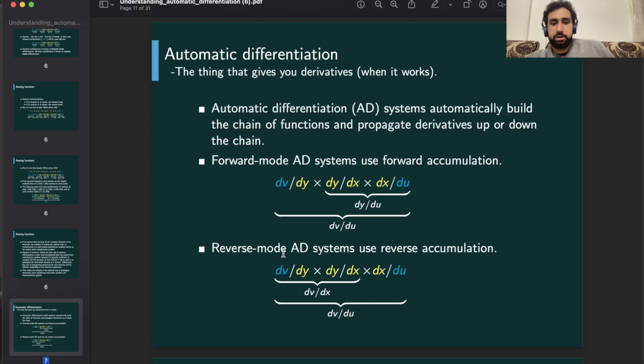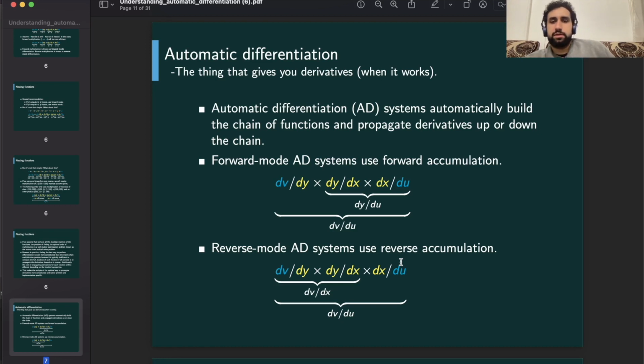And so here we can start with dv dy, then go to dv dx, and then go to dv du, right, by just multiplying out all these matrices. And so automatic differentiation is just a way to automate this. And in Julia, we have a lot of AD systems. I'm going to call it AD from now on.